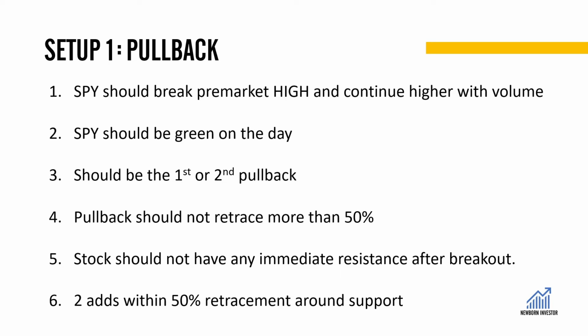My first setup is the Pullback Setup. This is my favorite setup and it works really well in a bull market. So what are the conditions that I watch for trading this setup? Since I'm always trading SPX, SPY matters a lot. For me to play this setup, SPY should break the pre-market high and continue higher with volume. SPY should be green on the day and it should be the first or second pullback. Pullback should not retrace more than 50%. Stocks should not have any immediate resistance after breakout. And sometimes I make 1 or 2 adds within 50% retracement around support. Doesn't make any sense, right? So let's see this setup in play on a live trade.